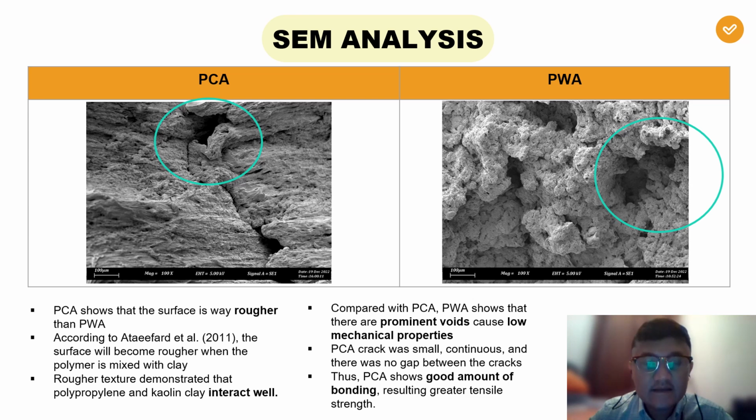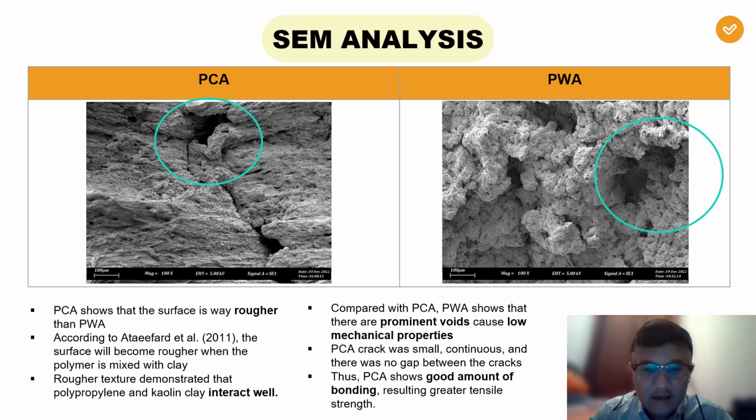The third one is SEM analysis. The left figure shows the fracture of PCA and the right figure shows PWA fracture. PCA shows that the surface is way rougher than PWA. According to Etafar 2011, the surface will become rougher when the polymer is mixed with clay. Rougher texture demonstrated that polypropylene and kaolin clay interact well.